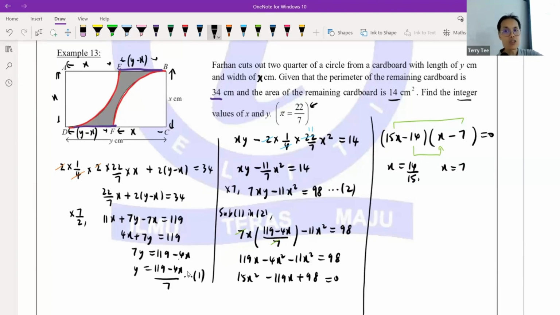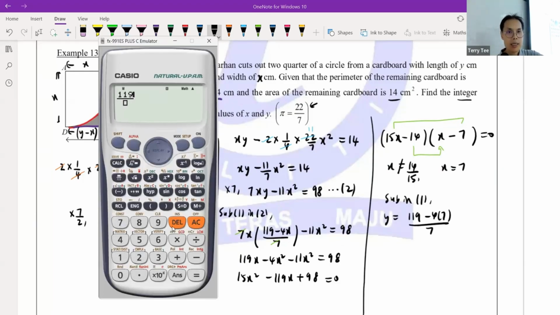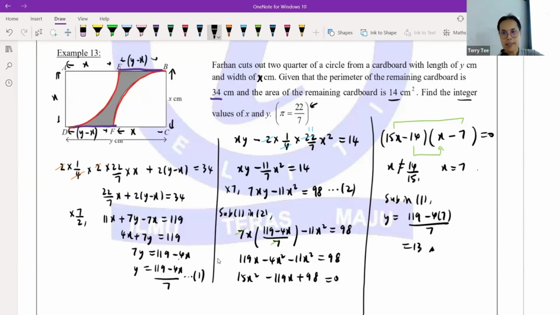Again, they say integer value. So we ignore negative. We ignore fraction. We take x equals to 7 and we sub inside equation 1. Find your y, 119 minus 4 times 7 over 7. Let's do this. 119 minus 4 times 7 is 28. Divide by 7. Answer is 13. Yeah, x is 7. Y is 13.